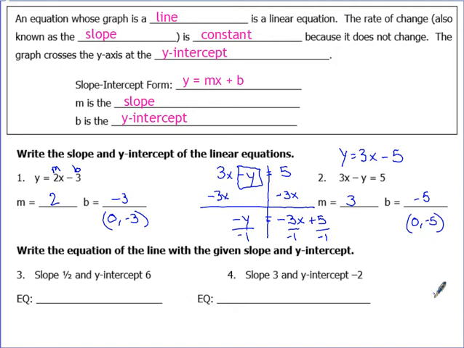Okay, now we're going to go the other direction. They give you the slope and the y-intercept and ask you to write the equation. So remember, it's y = mx + b. Slope is m. Y-intercept is b. So this equation would be y = 1/2 x + 6. Okay, here, same thing. Slope is m. Y-intercept is b. y = 3x - 2, because the y-intercept is negative.